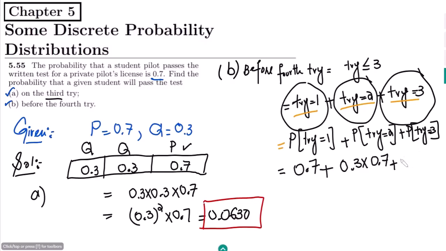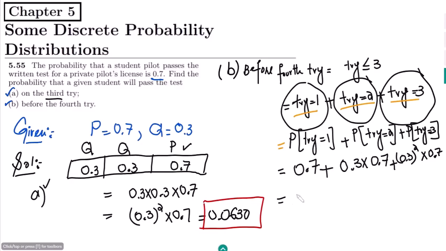In the third try, it means he has failed on the first two tries and passed on the third try, which is the given one here as in part A. So it would be 0.3 squared multiplied by 0.7. These are the individual geometric probabilities for each of the terms here.